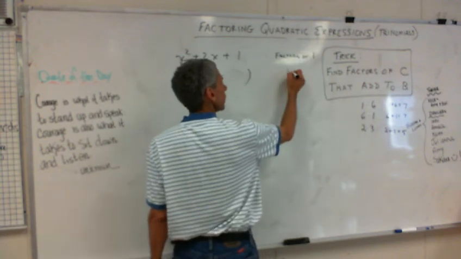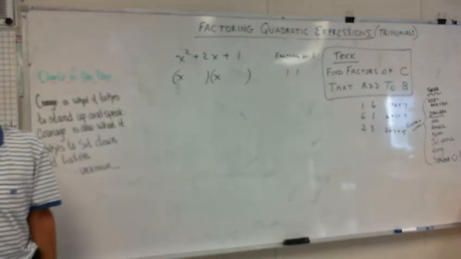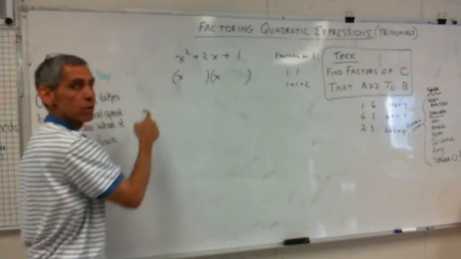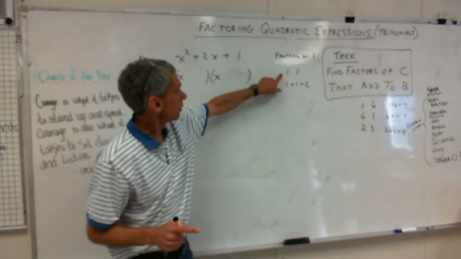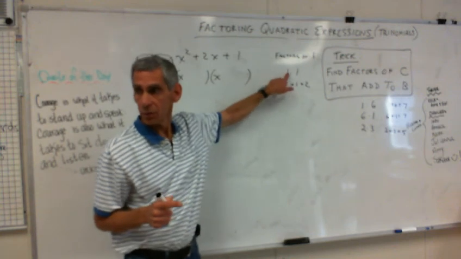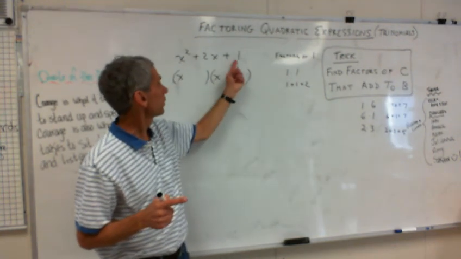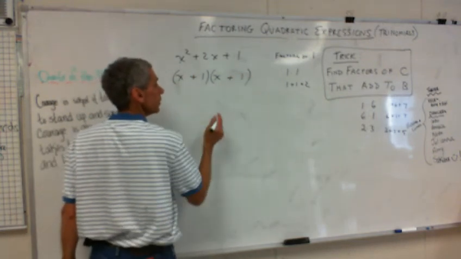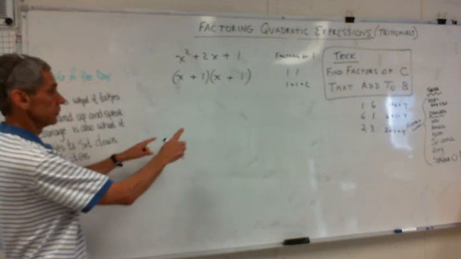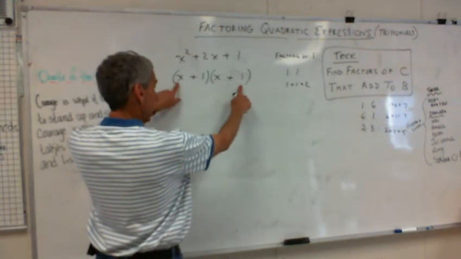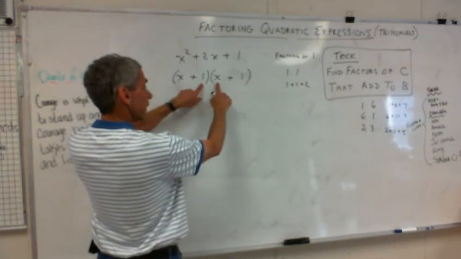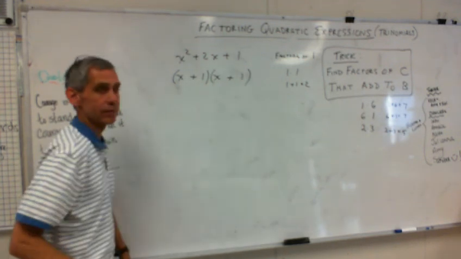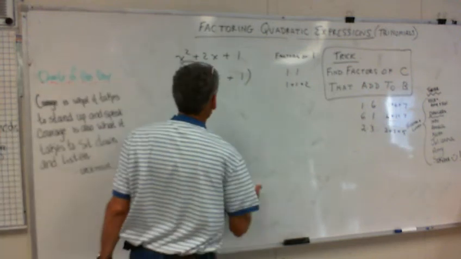1. Well, the only thing is 1 times 1, right? What is 1 plus 1? 2. Yes! That's what I wanted. And notice they're both positive, right? 1 times 1 is positive 1. They're both positive, so I'm going to do plus 1 plus 1. And then I'm going to check it. First, x squared. Outside is 1x, inside is 1x. 1x plus 1x is 2x. Good. 1 times 1 is 1. Yes, it checks.